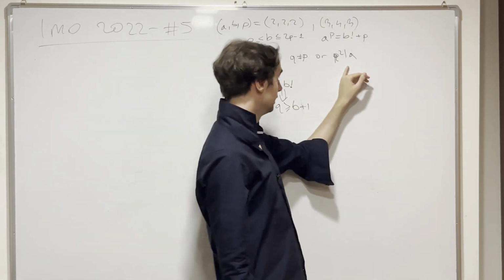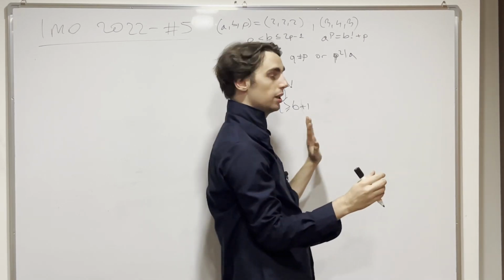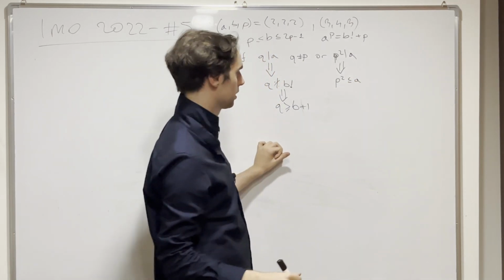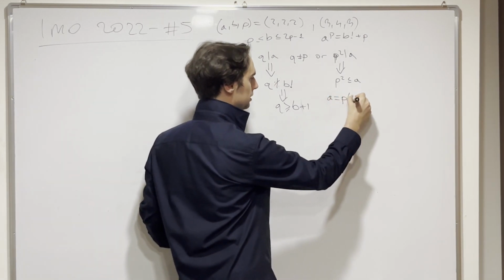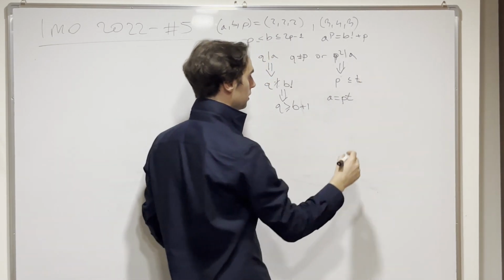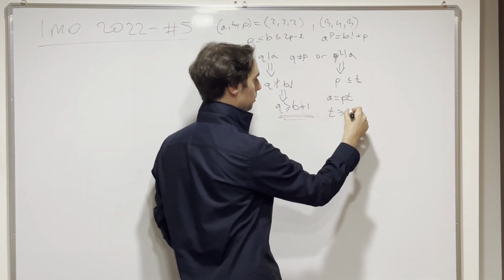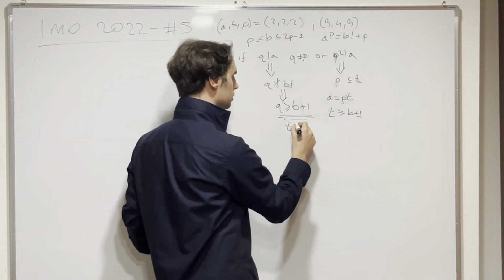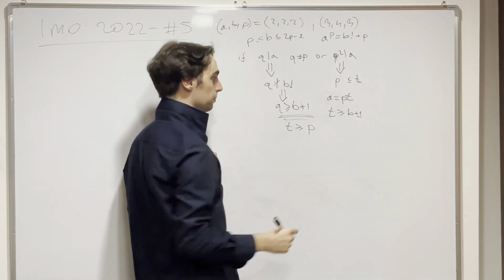And with this part, if p squared divides a, then this implies that a is greater than or equal to p squared. In any way, let's say a is equal to p times some t. This implies that t is greater than or equal to p. And this thing here would imply that t is greater than or equal to b plus 1. So in any way, t is greater than or equal to the smaller one of these. In other words, t is greater than or equal to p.